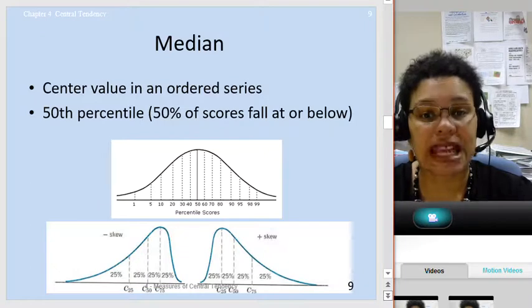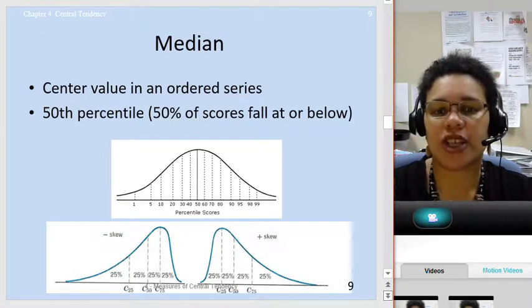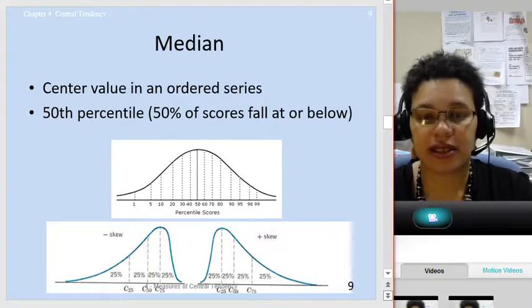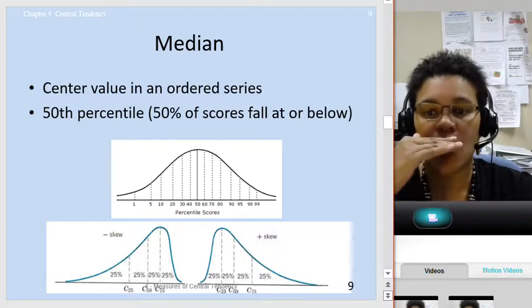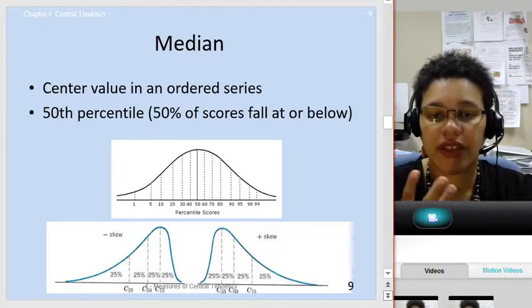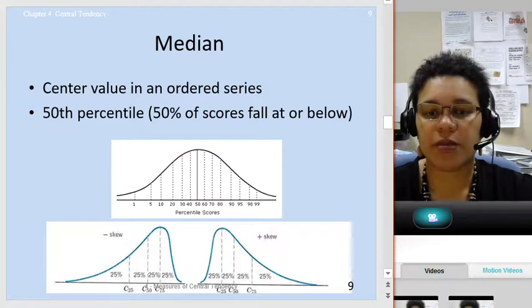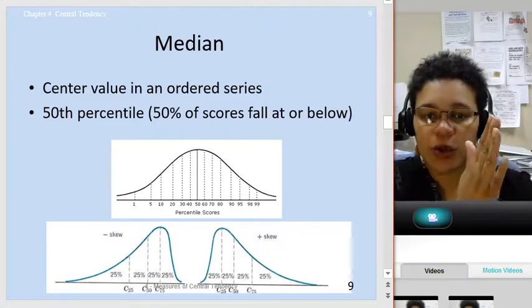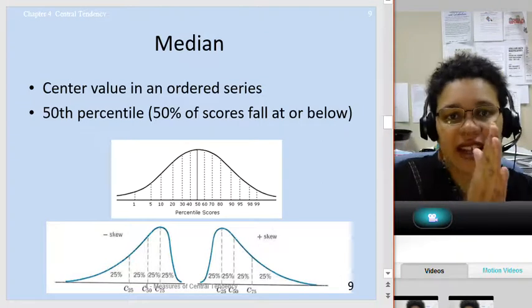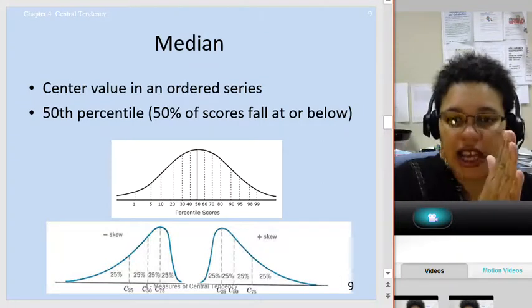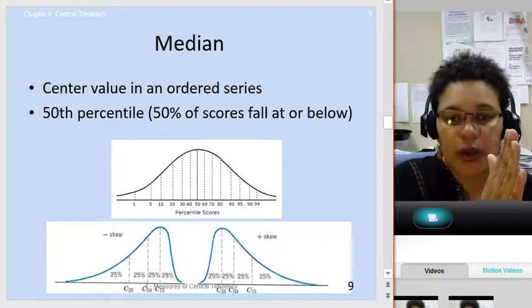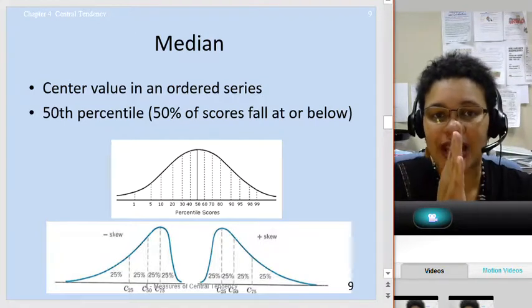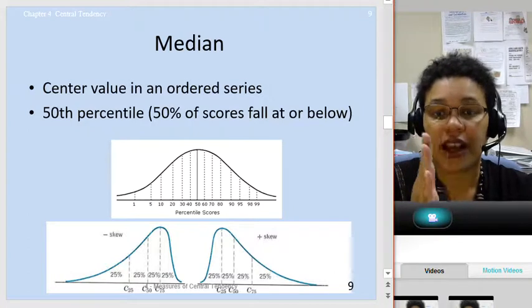Okay, now let's talk about the median. This is the centered value in an ordered series, so it's the 50th percentile. 50% of scores fall at or below this, whatever the value is. With a normal distribution, the median is going to be right in the center. If you have a skewed distribution, it's going to be wherever that 50th percentile hits, wherever you've accumulated half of the values.